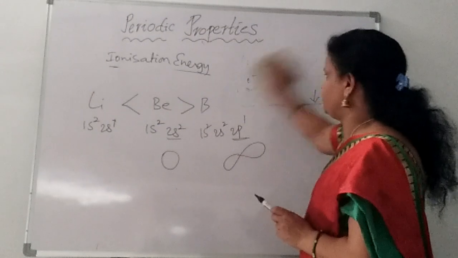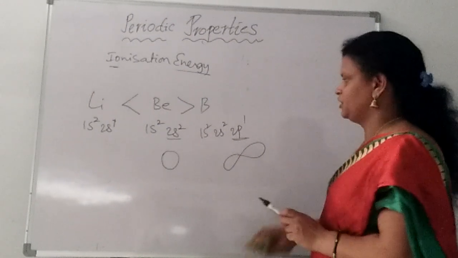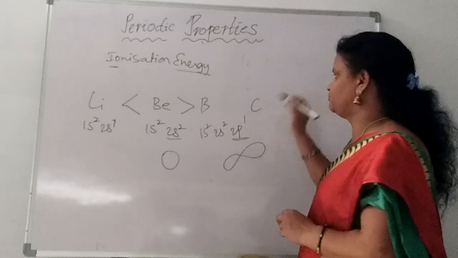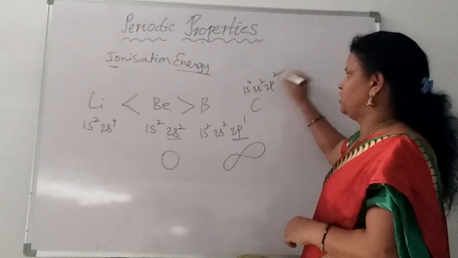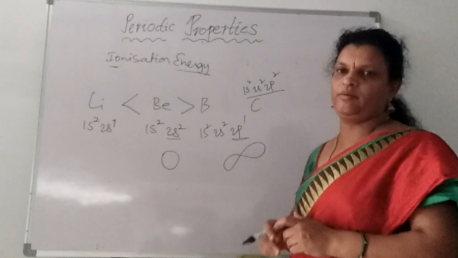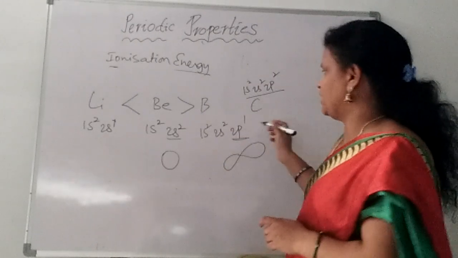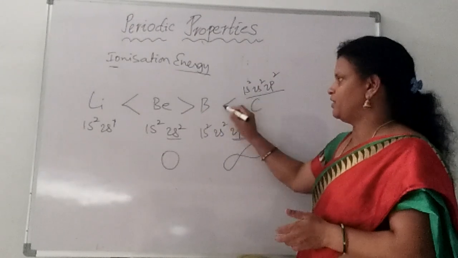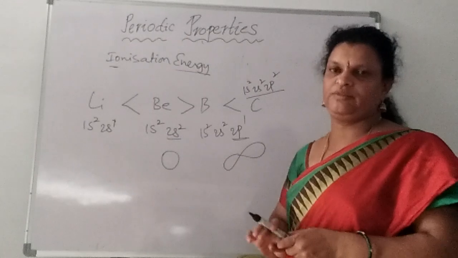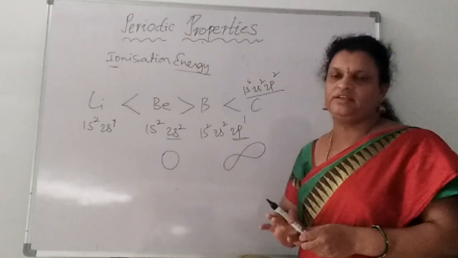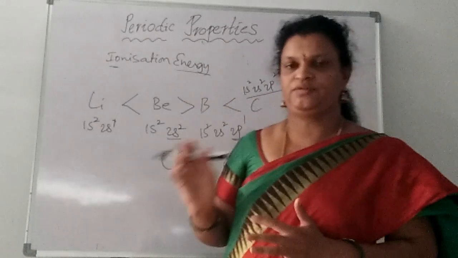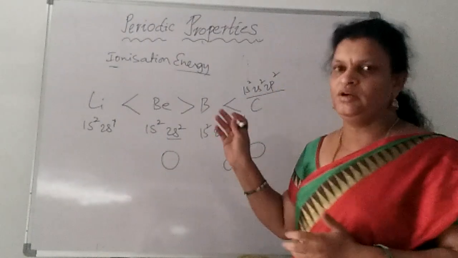Now coming to the next element, carbon. In carbon, what is the electron configuration? 1s2, 2s2, 2p2. Again the same orbital, 2p only. Generally it increases from left to right. So the same thing applies: as the size is less for carbon compared with boron, it is not that easy to remove the electron. That is why it is greater for carbon compared with boron.